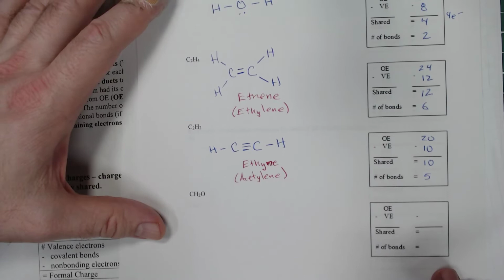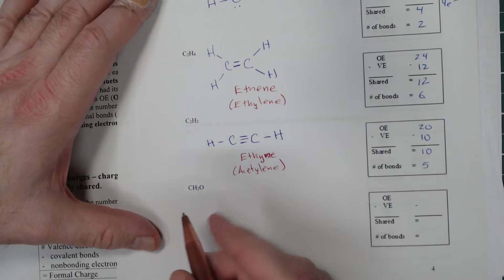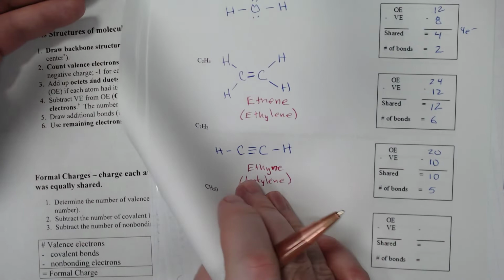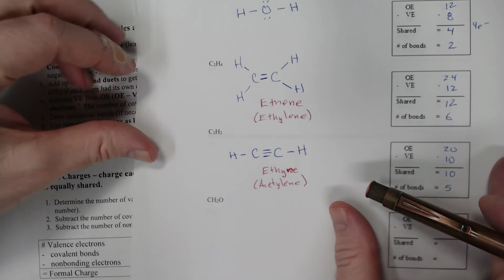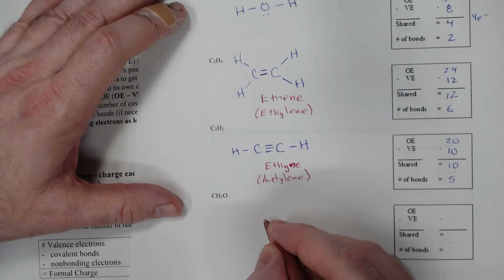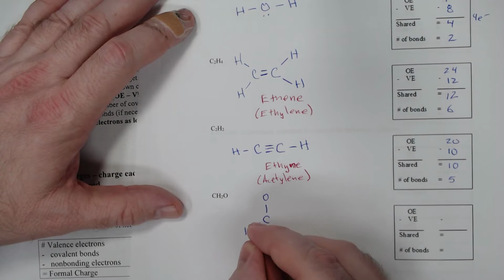All right, next we've got CH2O. So CH2O. Remember it says put the least electronegative element in the center. Well, we have a least electronegative element to work with, and that's hydrogen, except hydrogen can't go in the middle. So we're going to put carbon in the middle. So we'll put carbon, oxygen, and then we'll put both hydrogens attached to that carbon.